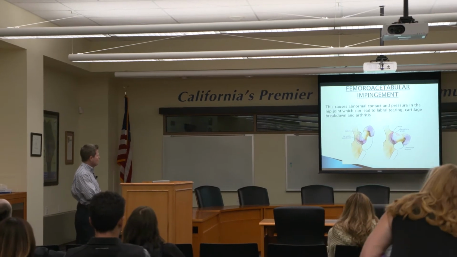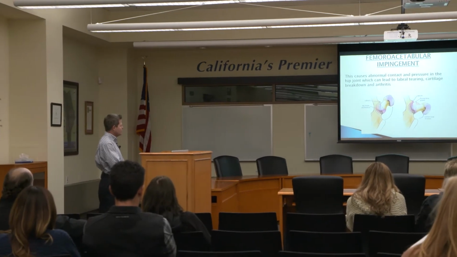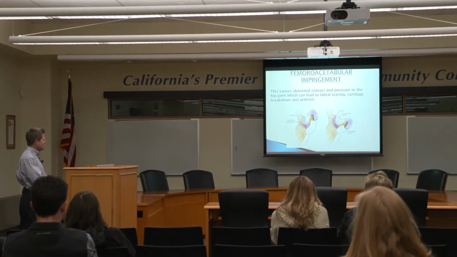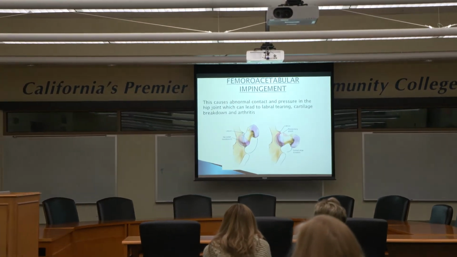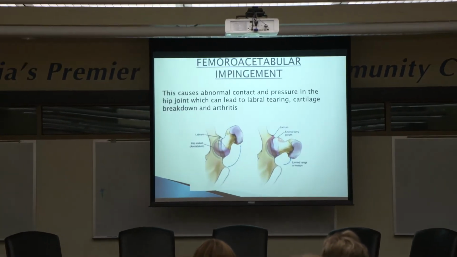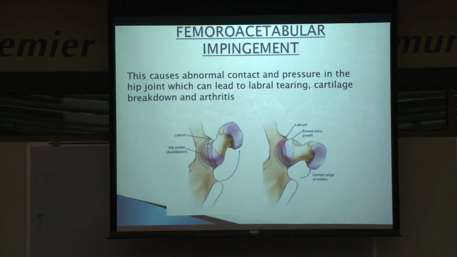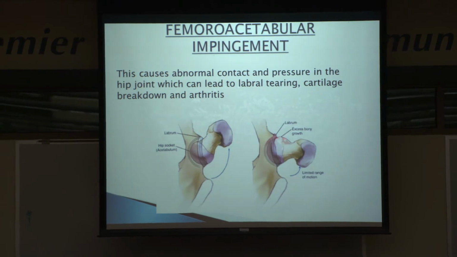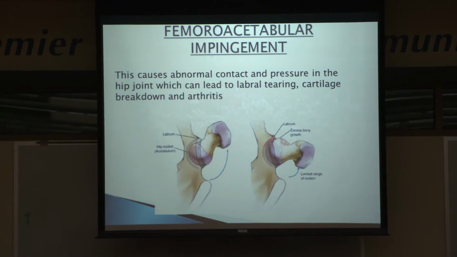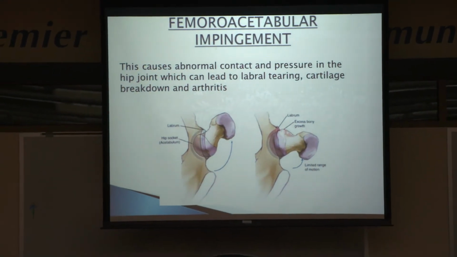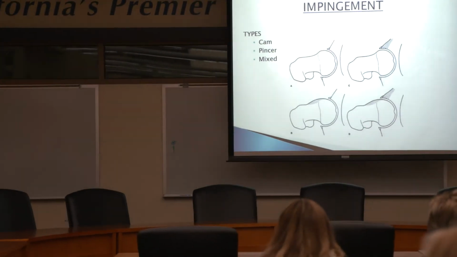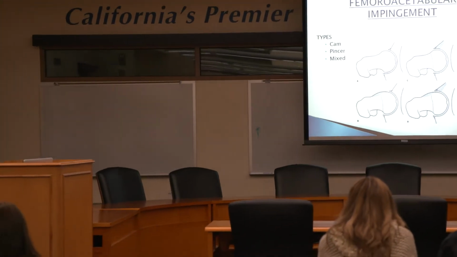So this is a normal hip joint, and if you look at the shape of the ball, it's contoured, so it kind of looks like a light bulb. If someone has hip impingement, they may have extra bone so that it doesn't have a nice normal taper when someone's moving their hip around.